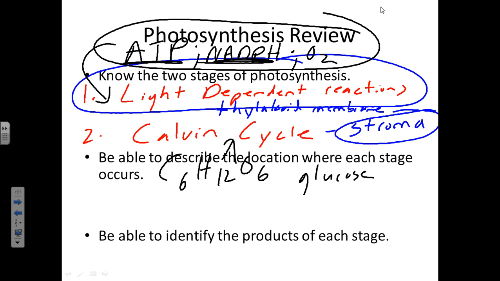All right, what we'll look at on the next slide, I think the very next slide, is a picture of just a chloroplast. We'll talk about it. And then we'll talk a little bit about how each one of these stages works. We'll go from there. Calvin cycle makes sugar. Yes, ma'am.